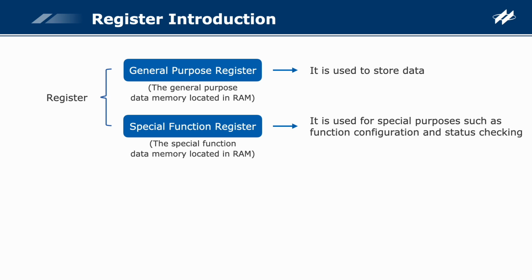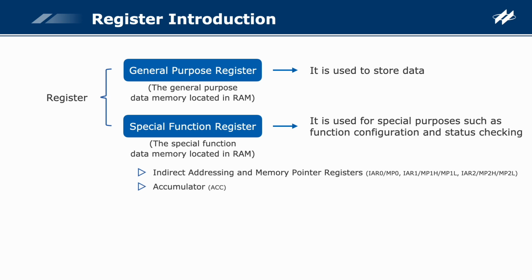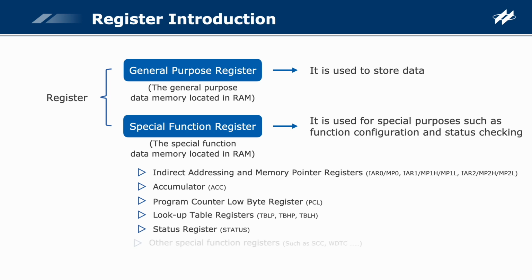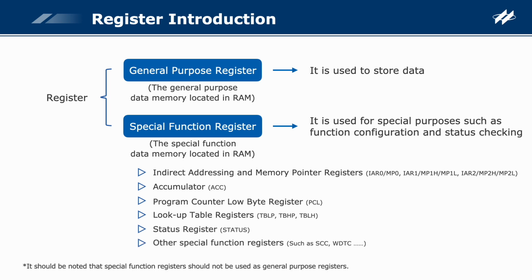The following will describe a variety of special function registers, which include the indirect addressing and memory pointer registers, accumulator, ACC, the program counter low byte register, the lookup table registers, the status register, and other special function registers. It should be noted that special function registers should not be used as general-purpose registers.